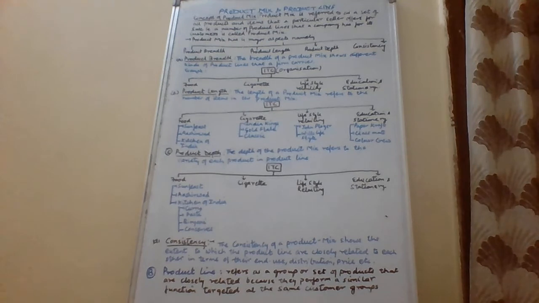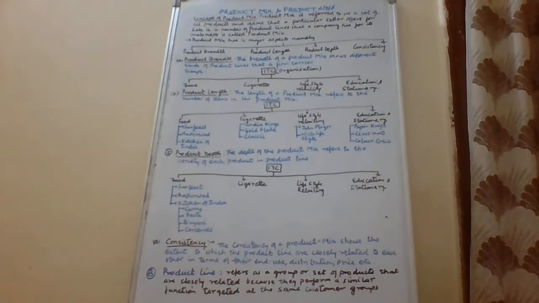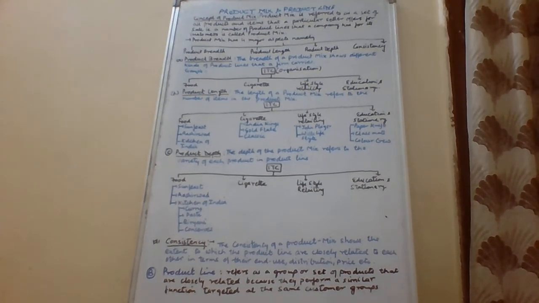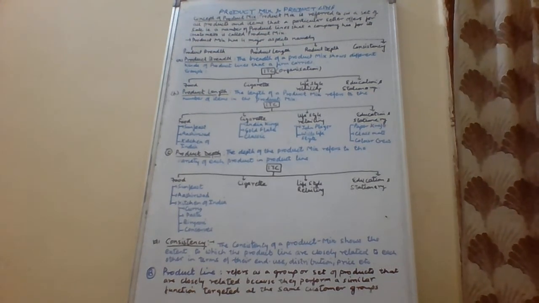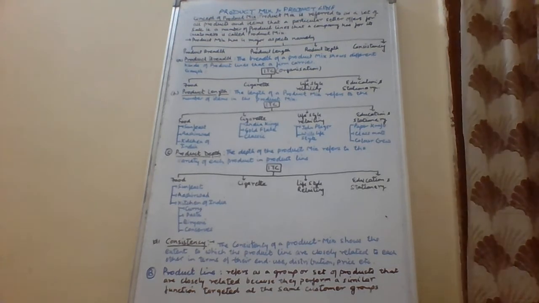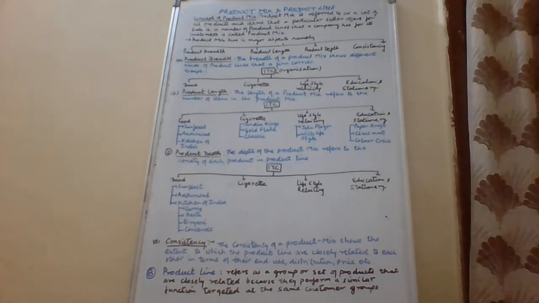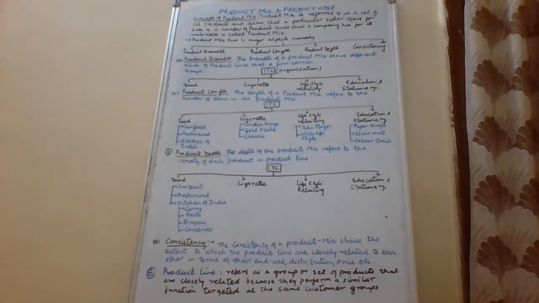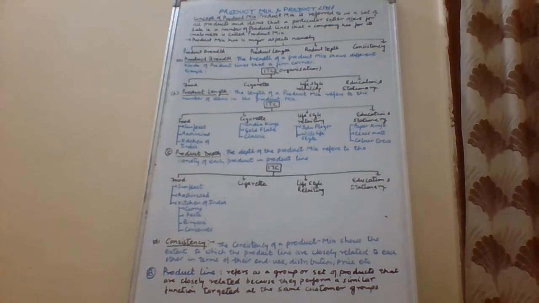Now, the next is the product line. We should understand what a product line is. I have been discussing the product lines. Product lines means the different categories of the products being manufactured. For example, A, B, C, D. In case of ITC, I have taken food, cigarettes, lifestyle, retailing, education, and stationery. So the product line refers to a group or set of products that are closely related because they perform a similar function, targeted at the same customer groups and distributed through the same channels.